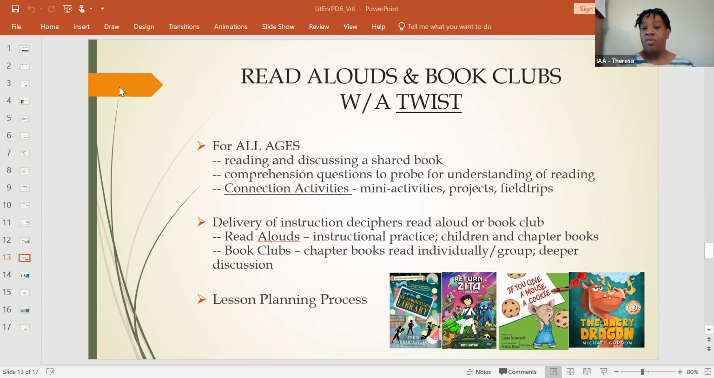And most read alouds are children's chapter books. And then when you get into book clubs, this is usually done on an individual basis, or you can do it as a group. Book clubs allow for deeper discussion. Also, if you're doing book clubs, you may have one person who reads, staff may be the reader, but you're not being intentional about that instructional practice. So again, there's that slight difference between the two.